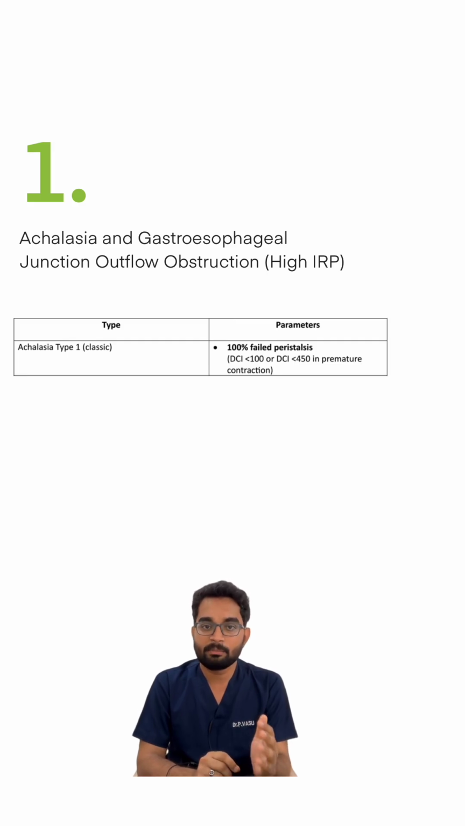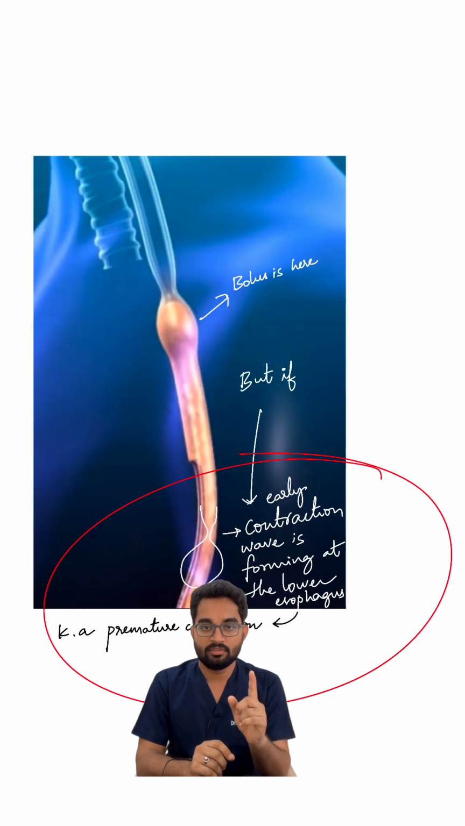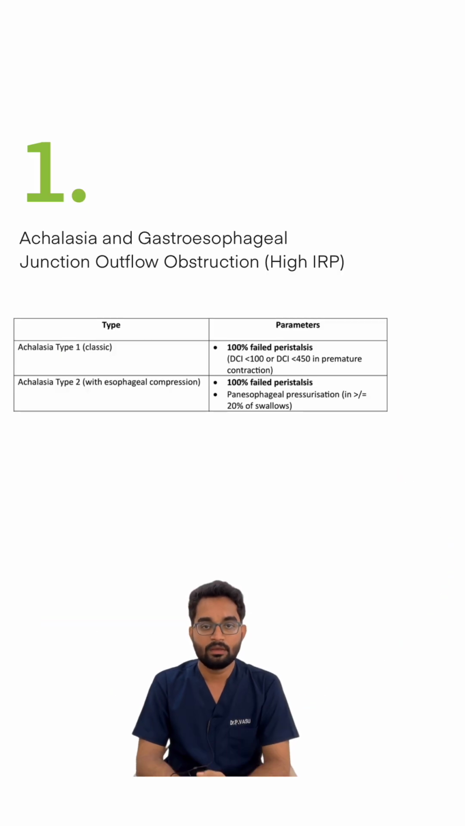The definition of 100% failed peristalsis is that the distal contractile integral should be less than 100, or the distal contractile integral should be less than 450 in a premature contraction. This is what premature contraction means. Type 2 achalasia is also called achalasia with esophageal compression. In type 2 achalasia, same thing, there will be 100% failed peristalsis. And one more thing is, there will be pan-esophageal pressurization in more than 20% of the swallows. That means 2 out of the 10 swallows should record pan-esophageal pressurization.